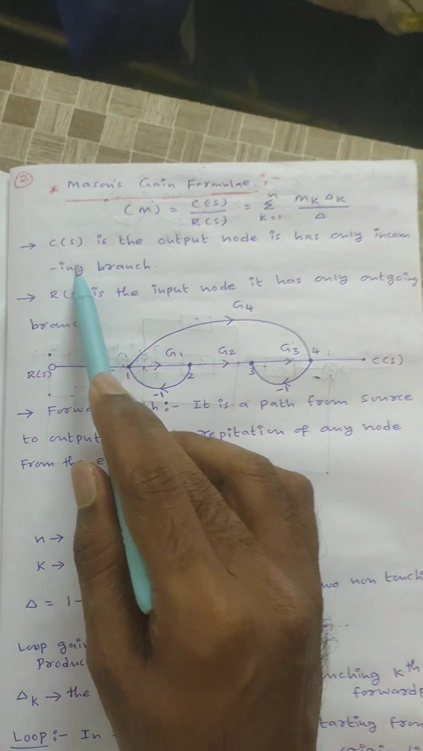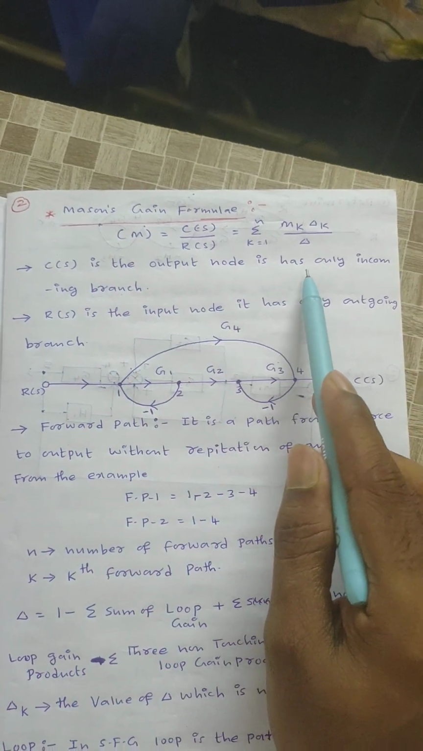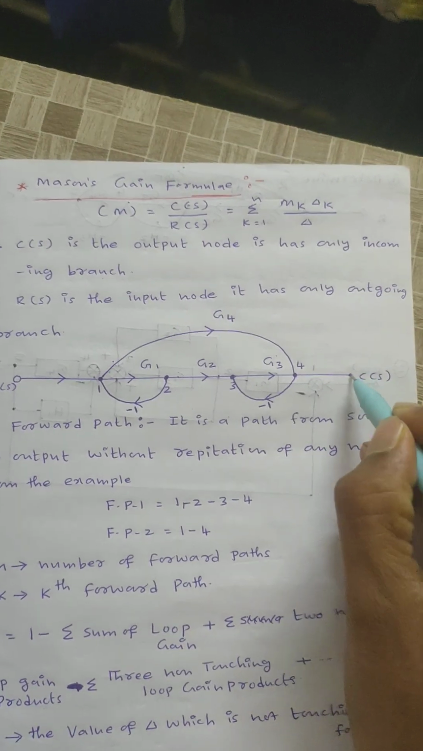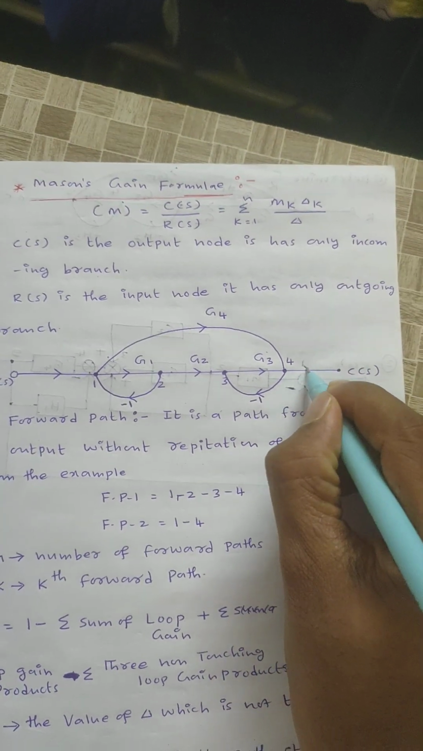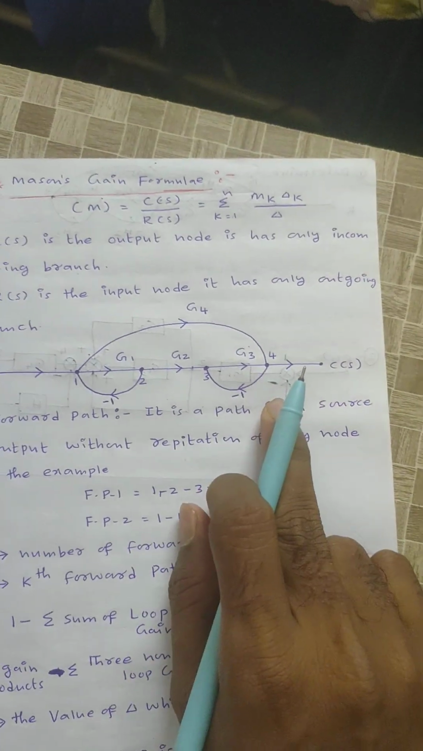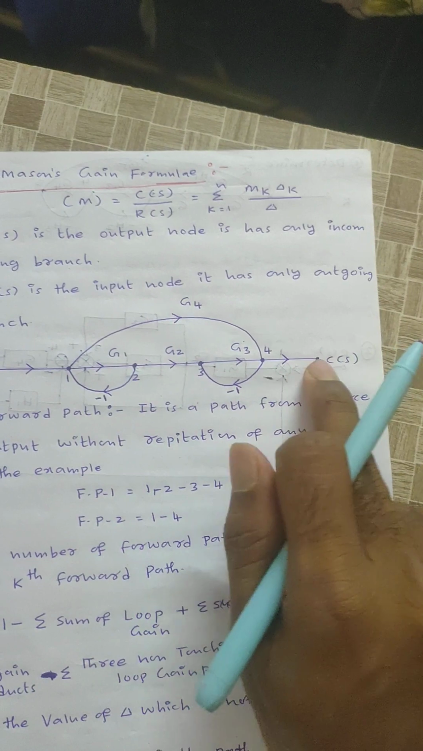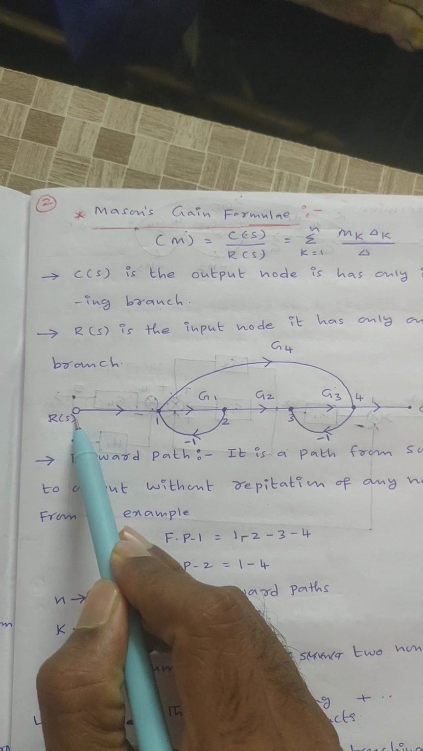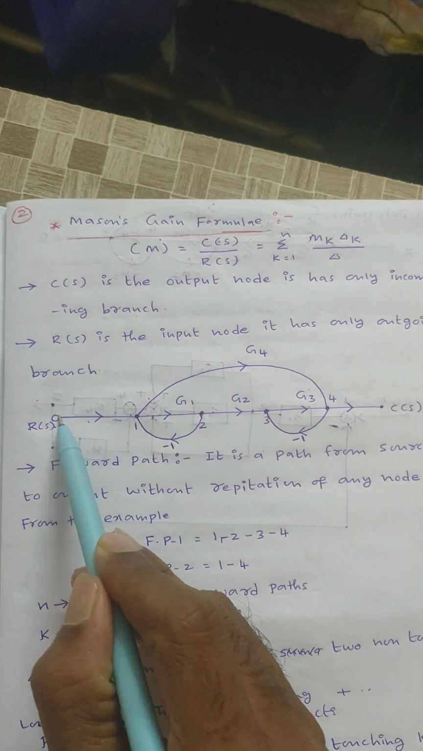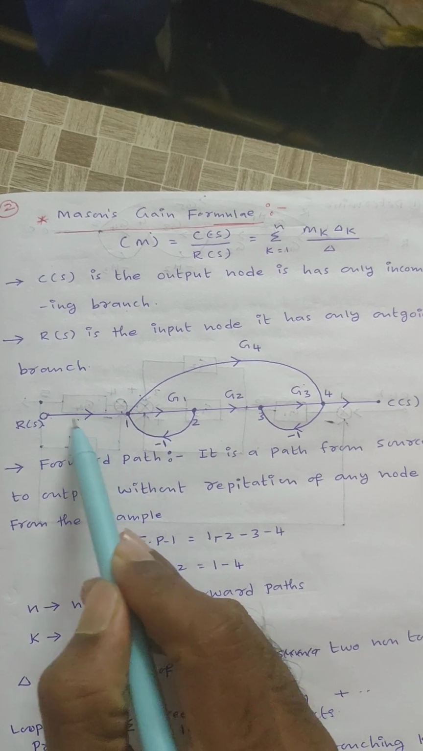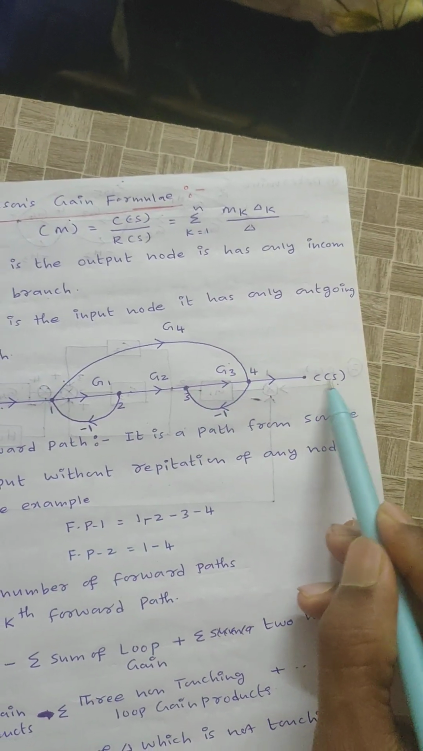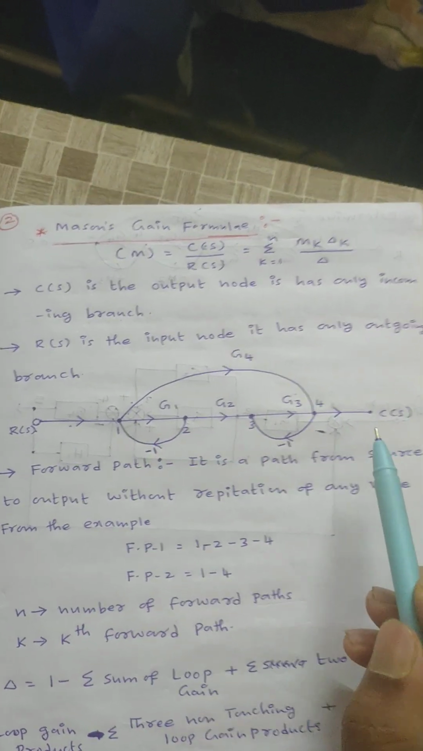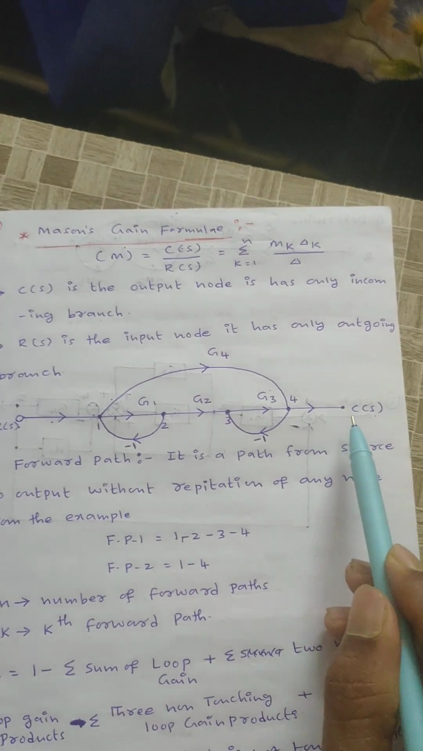See here, C of S is the output node, which has only an incoming branch. This is C of S, right? This is the representation, it is having only an incoming branch. Where R of S is the reference input, this has only an outgoing branch. See here, this is R of S, this arrow is outwards, whereas C of S is the output which has only an incoming branch. Now from this signal flow graph we need to derive the transfer function.